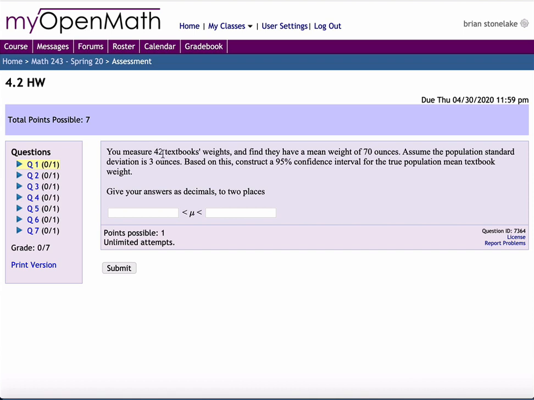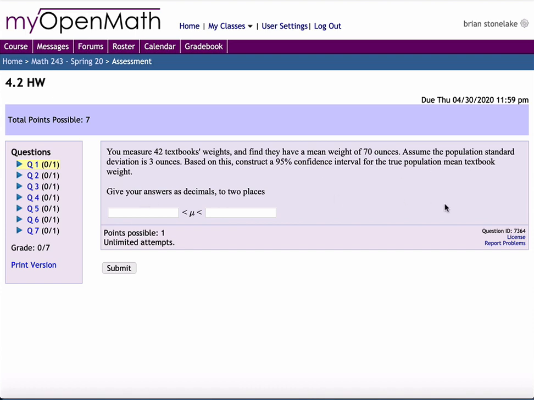So you measure 42 textbooks' weights, that's your sample size, and find they have a mean weight of 70 ounces, so that's your sample average. Assume the population standard deviation is 3 ounces, so weird that you know the population standard deviation, but you do know the population standard deviation, sigma, in all these problems. And based on this information, you're supposed to construct a 95% confidence interval for the true population mean textbook weight.